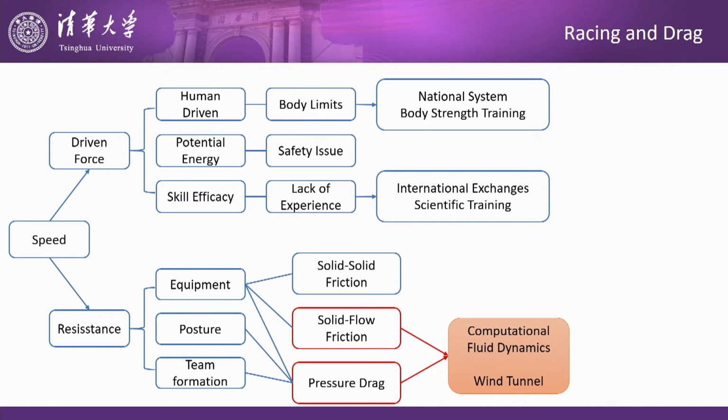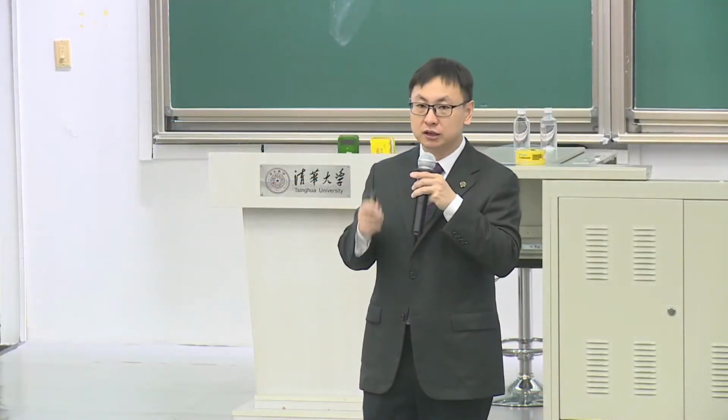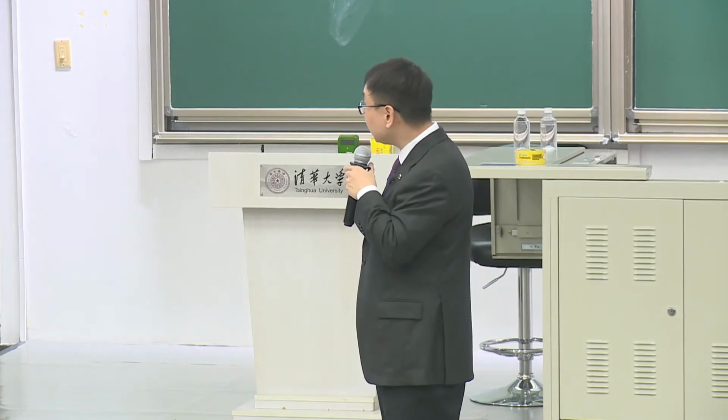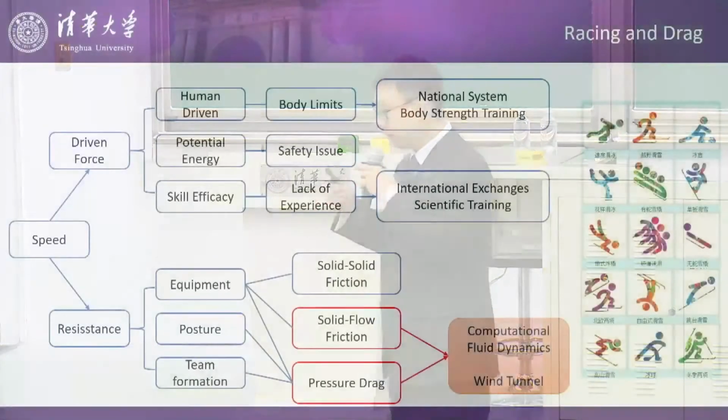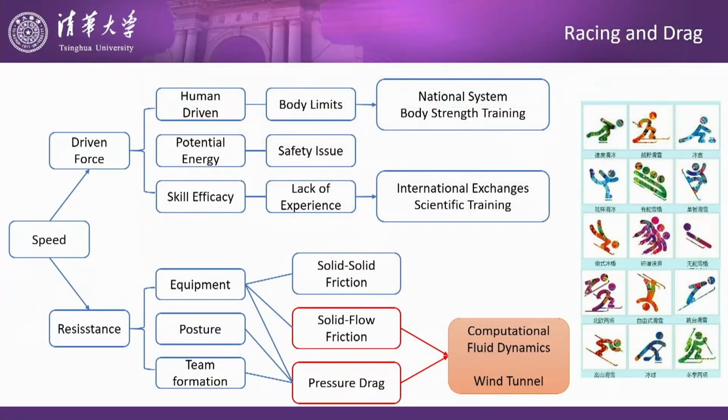So to solve them, we have the wind tunnel for experiment, and we have computational fluid dynamics for simulation. Later, you will see a lot of CFD results. It's as important as the wind tunnel. All right, so we have applied this roadmap to all the winter sports already.